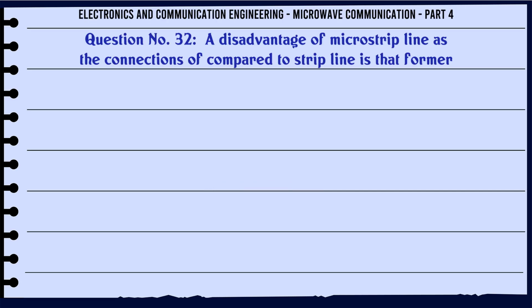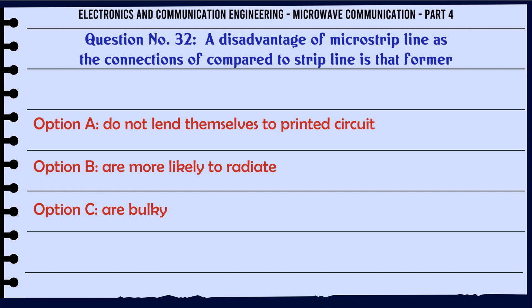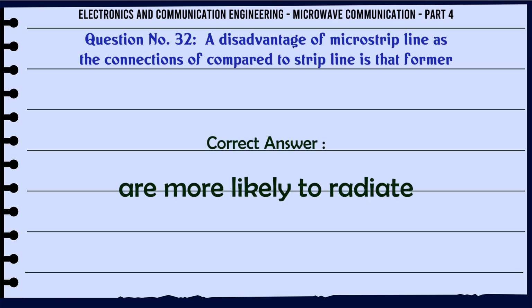A disadvantage of microstrip line as compared to strip line is that the former A. do not lend themselves to printed circuit, B. are more likely to radiate, C. are bulky, D. are more expensive and complex. The correct answer is are more likely to radiate.